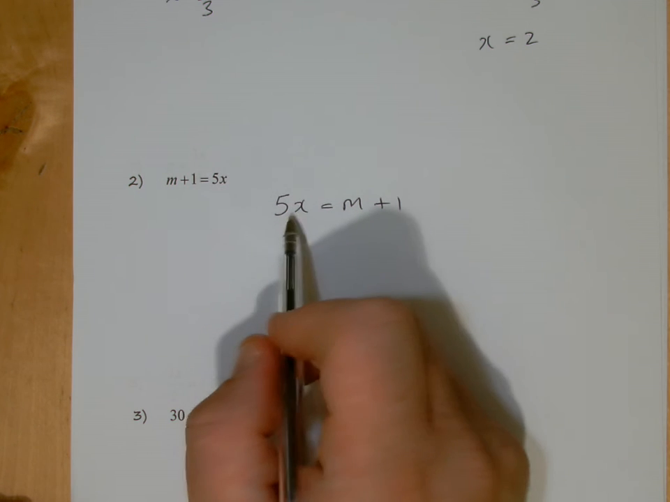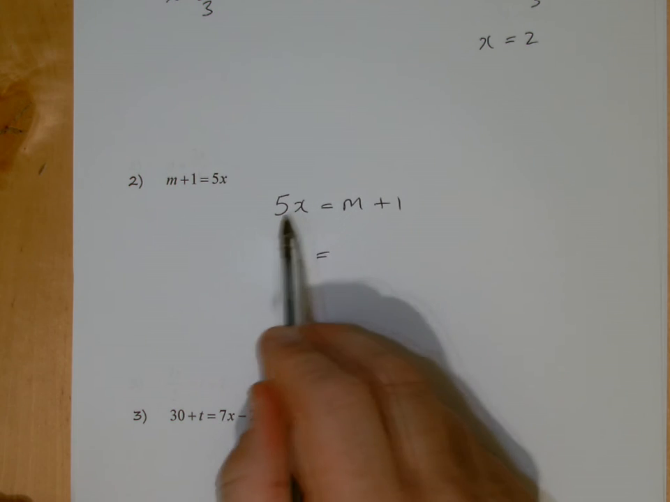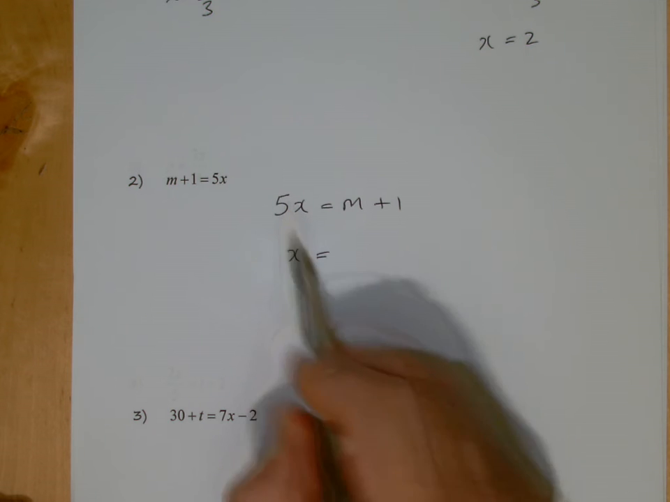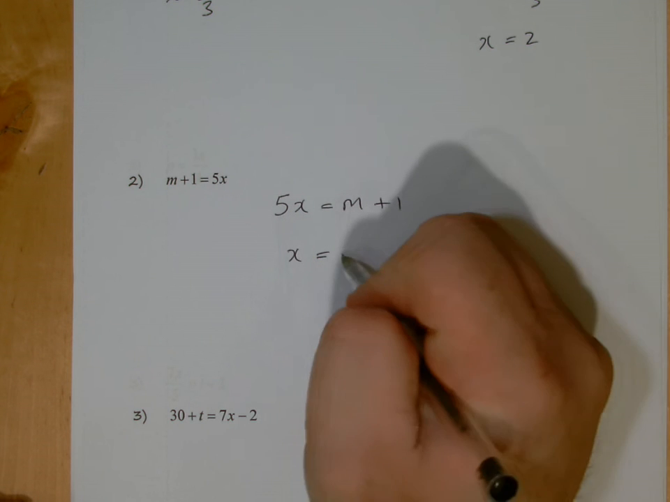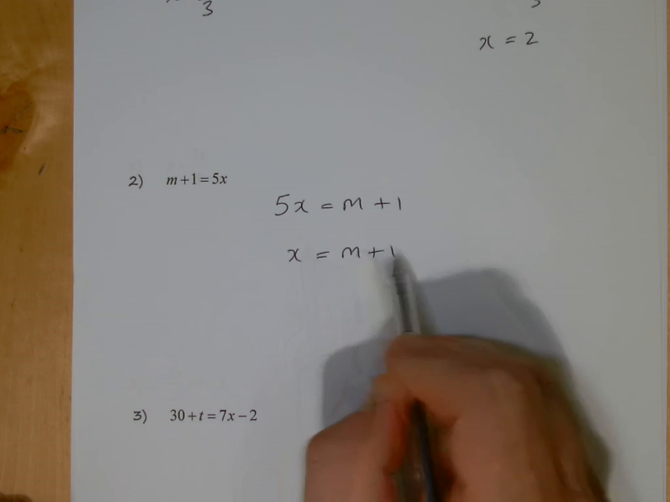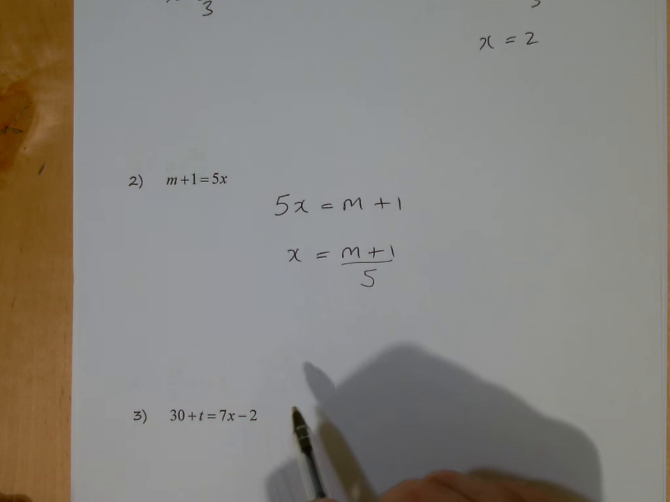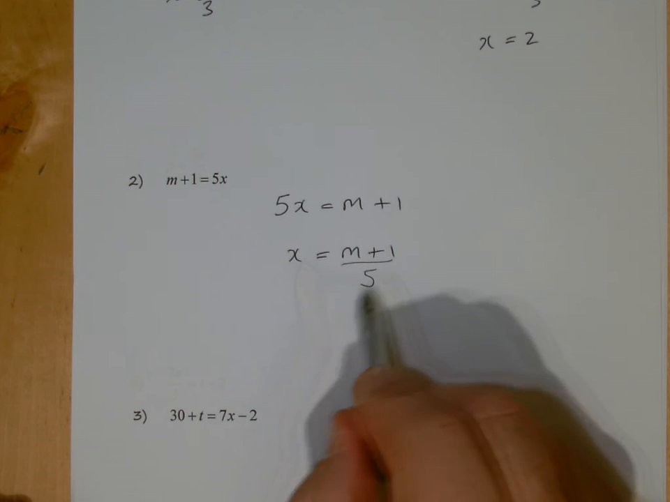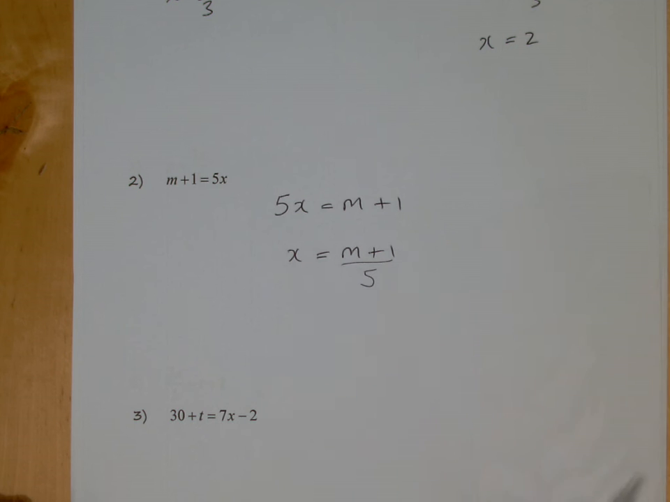Well, it's timesing, so I need to take that 5 over the other side. Because I'm timesing, when I take it over, I've got to divide. Now I've got m plus 1 on this side, and I need to divide the whole thing. So if I take this over and divide, I've got to divide the whole thing by 5. And there's my answer. So I've made x the subject of the formula. I've got x equals m plus 1 divided by 5.